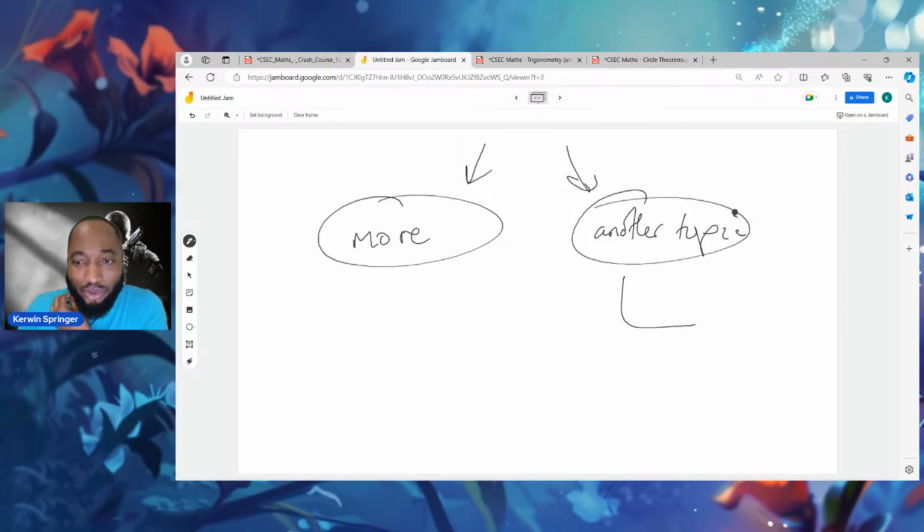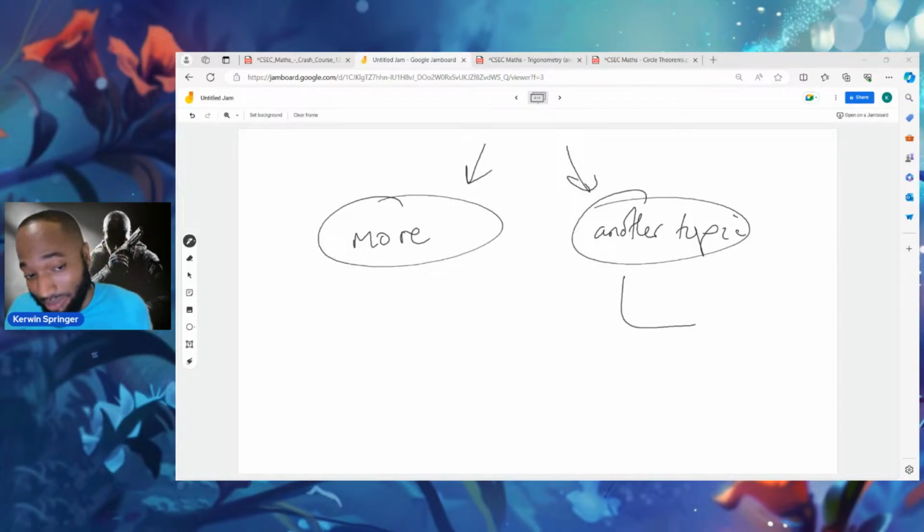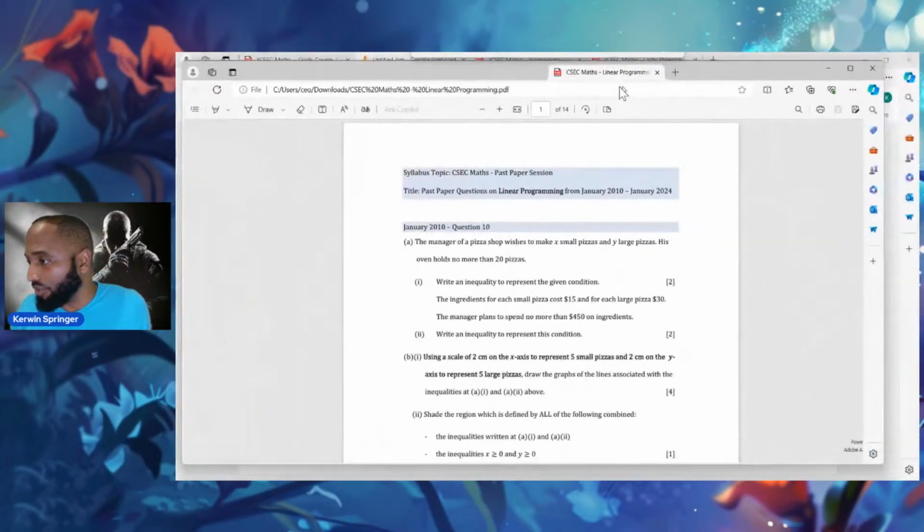Seeing people asking for linear programming in caps. Linear programming. All right, let me see what happened with linear programming. Because linear programming will take some time to do. All right, let me pick one tough linear programming.